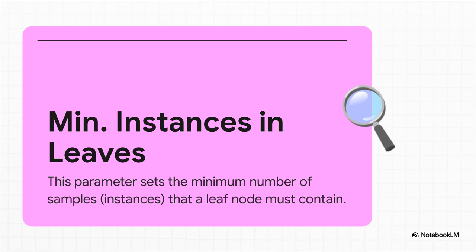Okay, next up, the minimum number of instances in the leaves. Now, a leaf is just a final prediction, the end of the road. This parameter basically tells the model to stop creating super specific rules that only apply to 1 or 2 examples. That's the very definition of overfitting, confusing random noise for a real pattern. This forces the model to only make predictions that are based on meaningful groups of data.